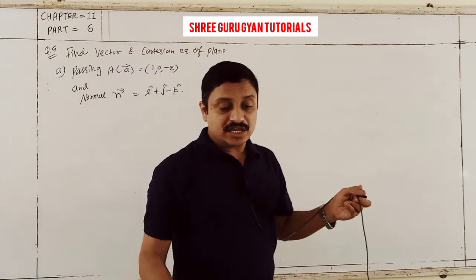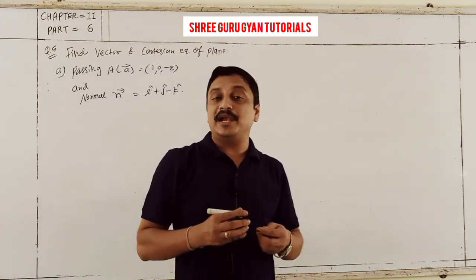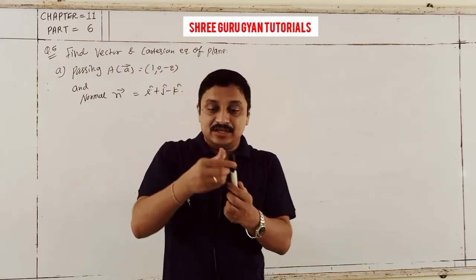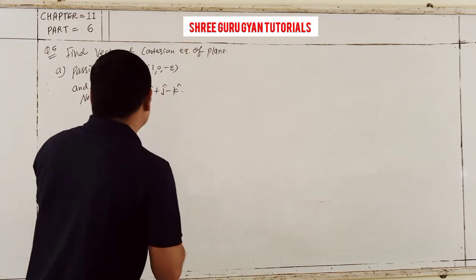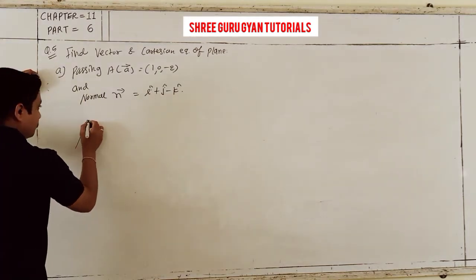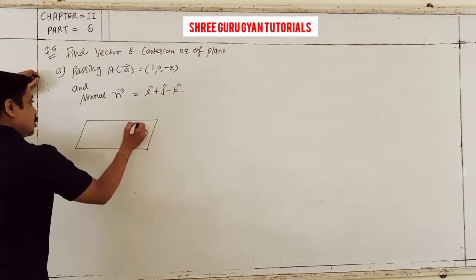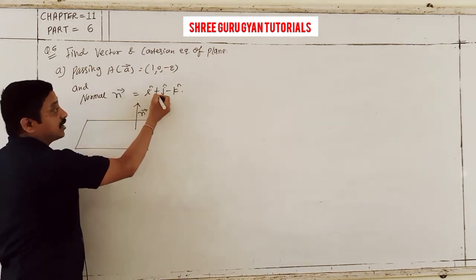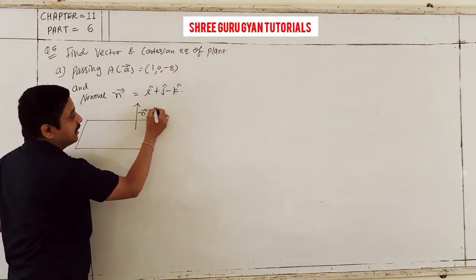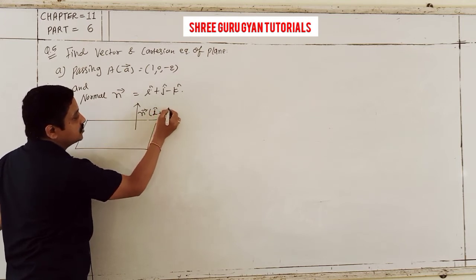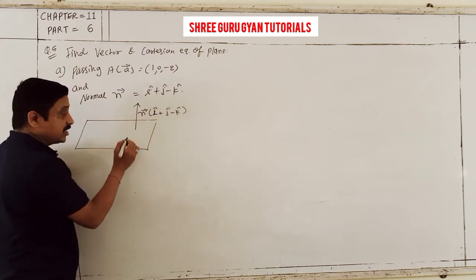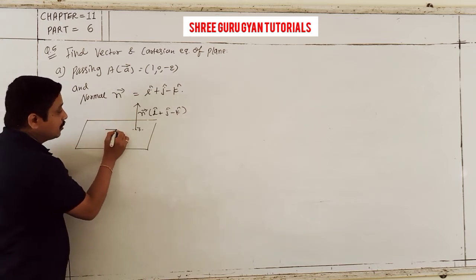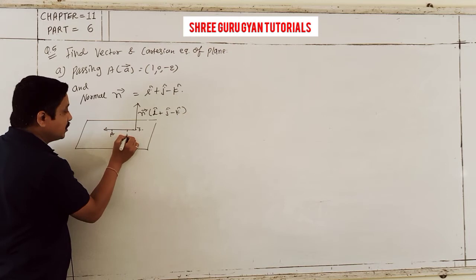Very easy. Students, every normal is perpendicular to the plane. This is a plane, that's your perpendicular. So I will just show that this is your plane, here your normal n cap, which is 1 i j k, i plus j minus k. Students, here that is perpendicular to the plane, and here consider one of the points on it, A to P.